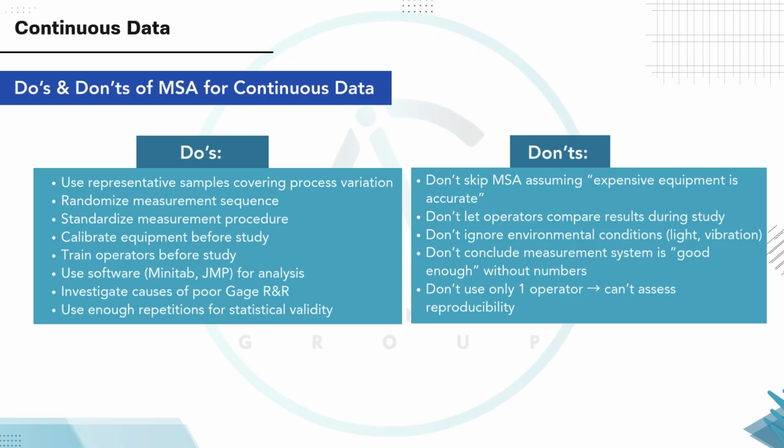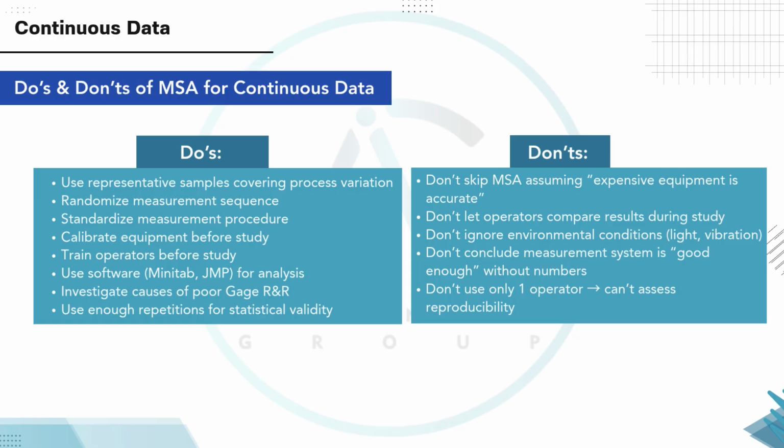Use specialized software like Minitab or JMP to analyze your data correctly and effectively. If your gauge R&R results are poor, don't just accept them. Investigate the root causes. And finally, use a sufficient number of repetitions in your study to ensure the results are statistically reliable. Now the don'ts. Don't skip MSA just because you're using expensive equipment. Price doesn't guarantee accuracy. Don't allow operators to compare results during the study, as it can bias the outcomes.